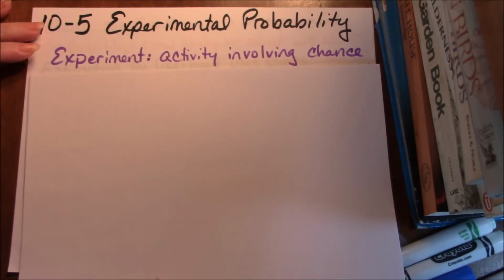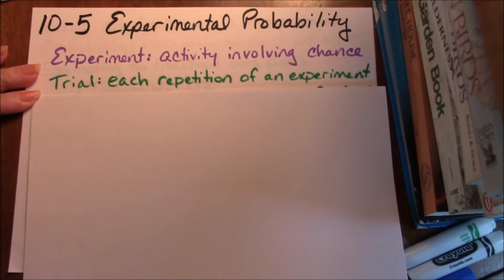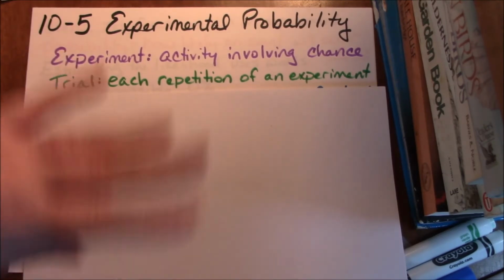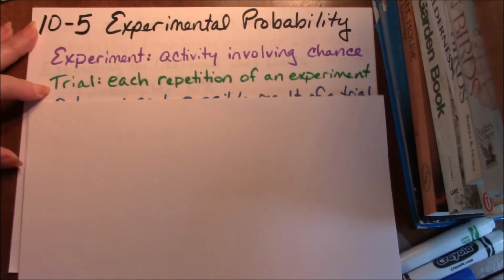An experiment is an activity involving chance. A trial is each repetition of an experiment. So if I wanted to know how many times I get heads when I flip a coin 20 times, the experiment is the whole shebang. A trial is each time I flip the coin.